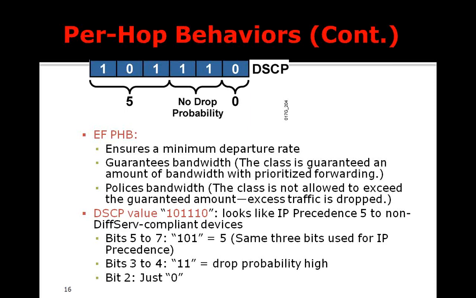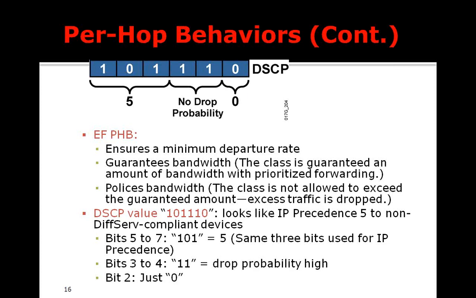If we look at the DSCP values, again, 101, 110, it's an IP precedence of 5, before we had DSCP. IP precedence of 5 corresponds to our assured forwarding capabilities, and bits 5 to 7 are the same 3 bits that IP precedence uses. Bits 3 to 4 are a drop probability, and bit 2 is just 0. So bits 3 and 4 we'll talk a little more about as well.